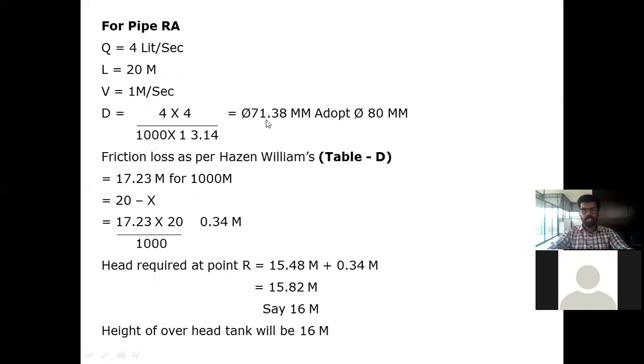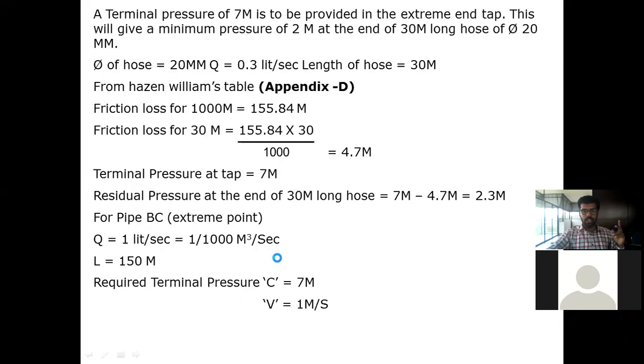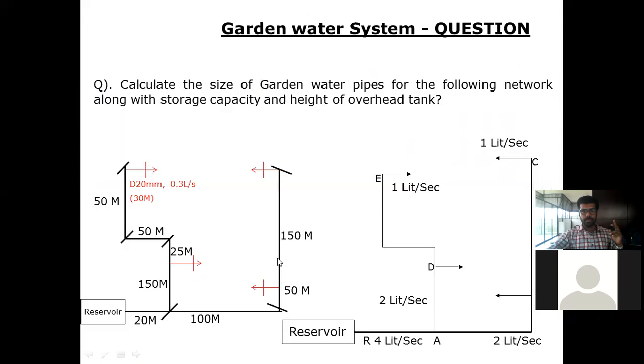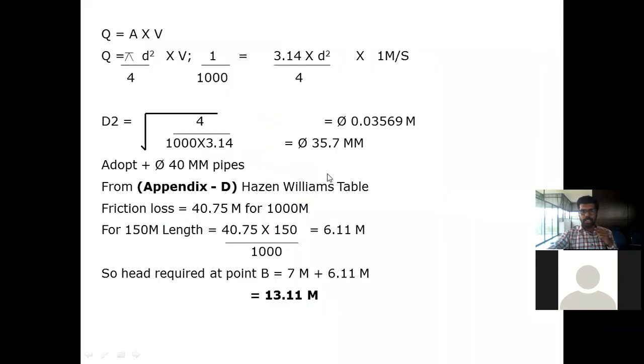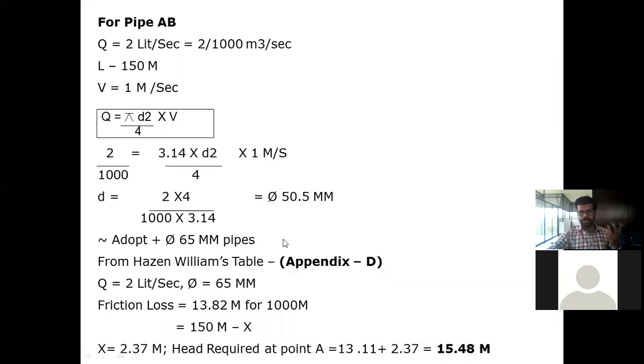So our length is how much? 20 meter. For 20 meter, what will be the friction loss? It is 0.34. So the head required at point R will be that friction loss plus the same step that we are doing.